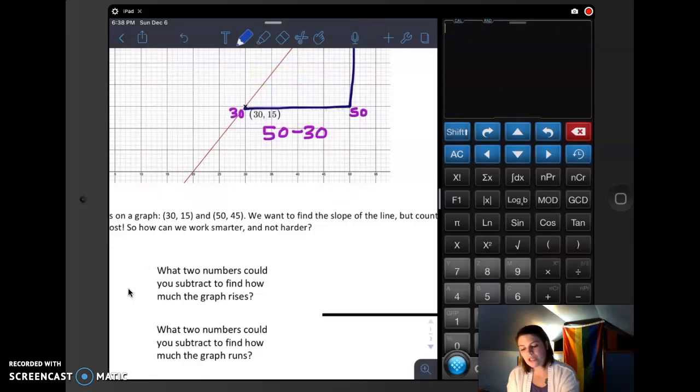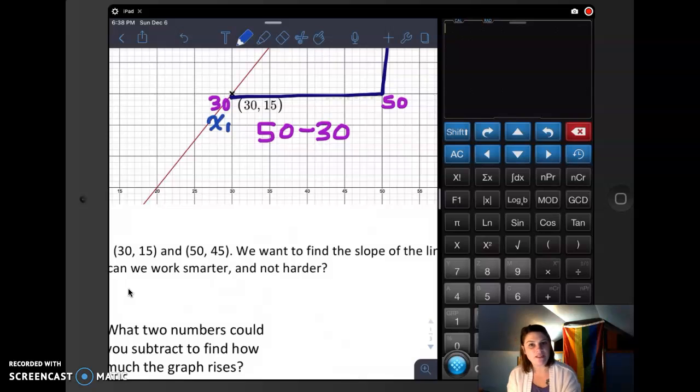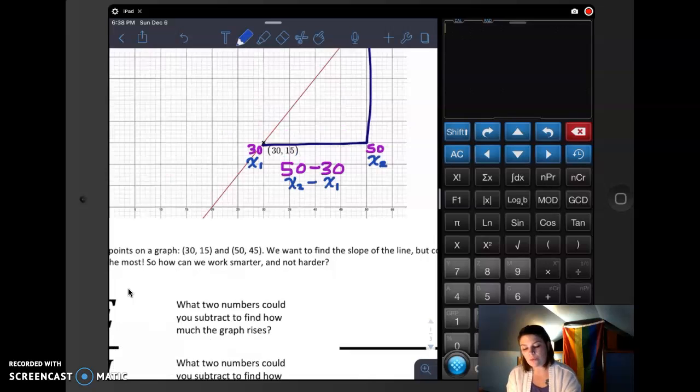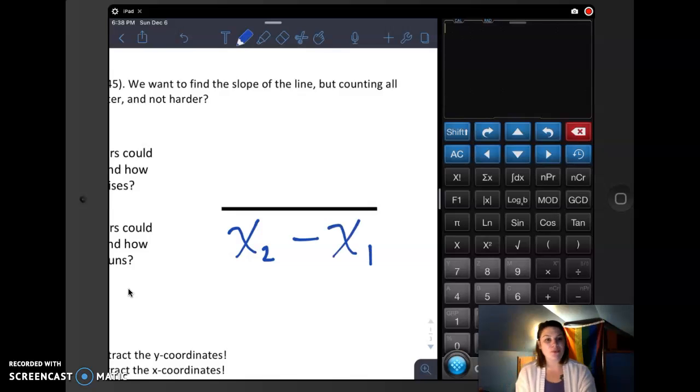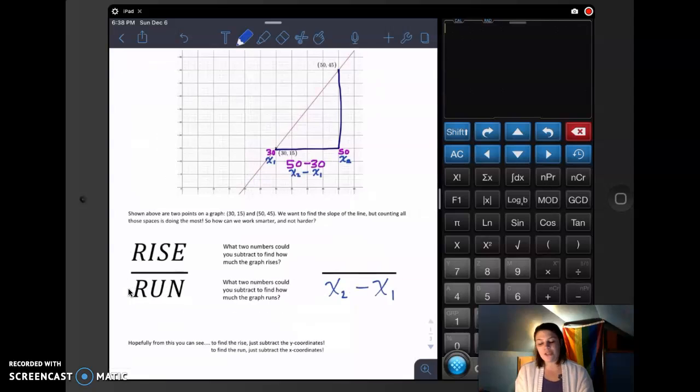And when we're talking about that, we're saying 30 is the first x, that's why we call it x1, and 50 is the second x value. And so in our formula, we say x2 minus x1. So here in the run, our formula is to take the second x value from the second point, and subtract the first x value from the first point. That'll tell you what your run is without you having to count out every single box.